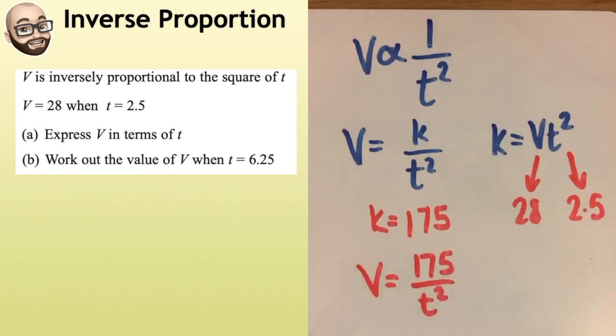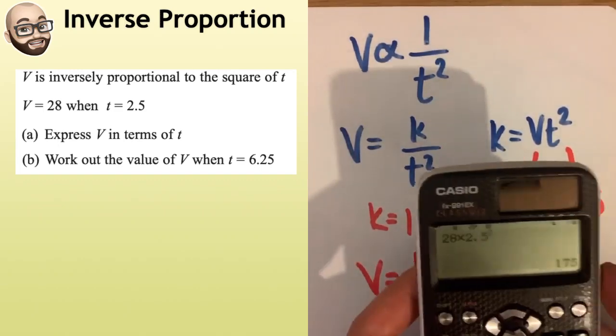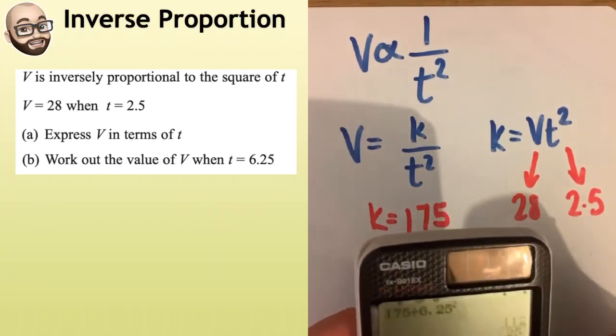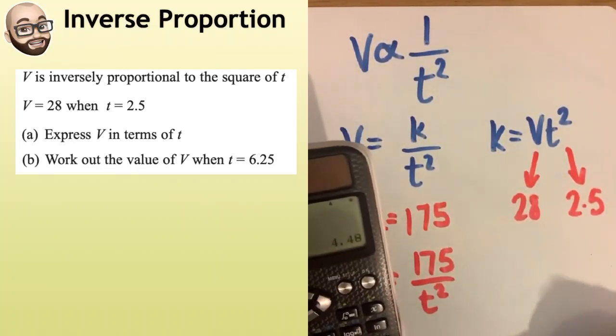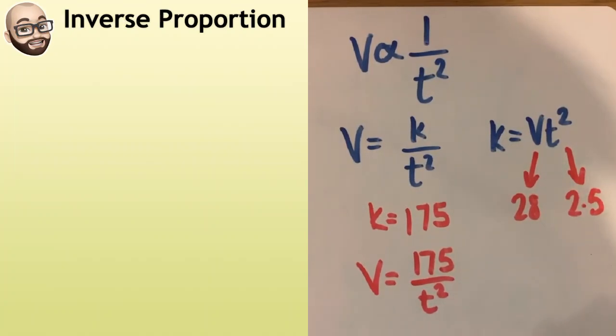That's my answer for A. Work out the value of V when t is 6.25. So V equals 175 over 6.25 squared. 175 divided by 6.25 squared, and we get 4.48. Okay, so that is how we do inverse proportion. Hopefully it's made a lot of sense. It's pretty much what we did last time.